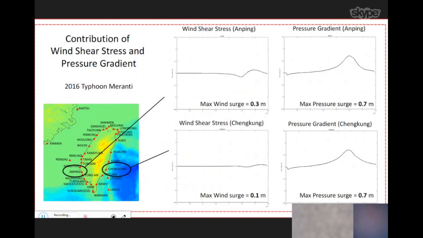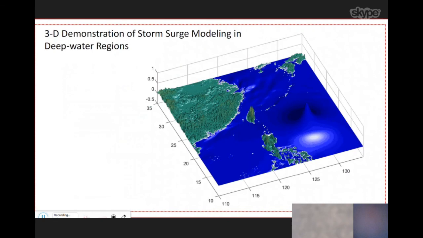Okay, so here we show some three-dimensional demonstration of these results. We can see the storm surge generated by the meteorological fields and then passing to Taiwan. In these regions, Taiwan and China, we have abnormal water rising focused on these regions.